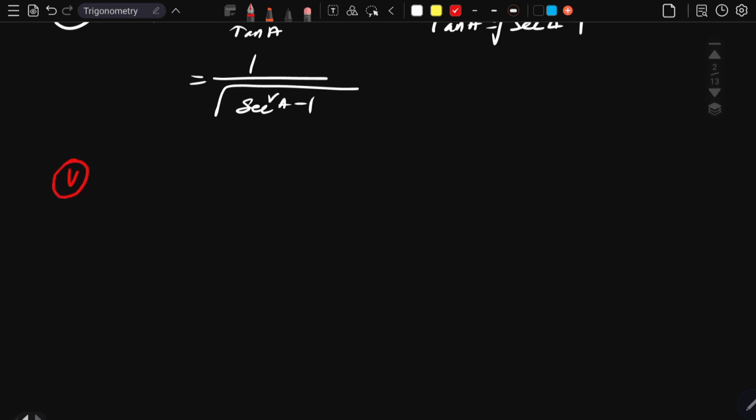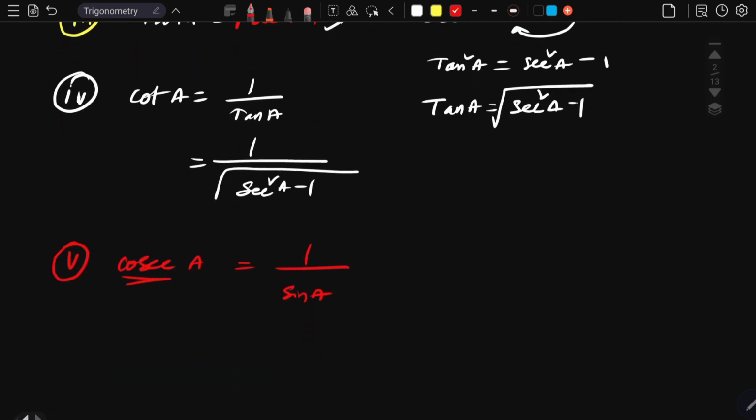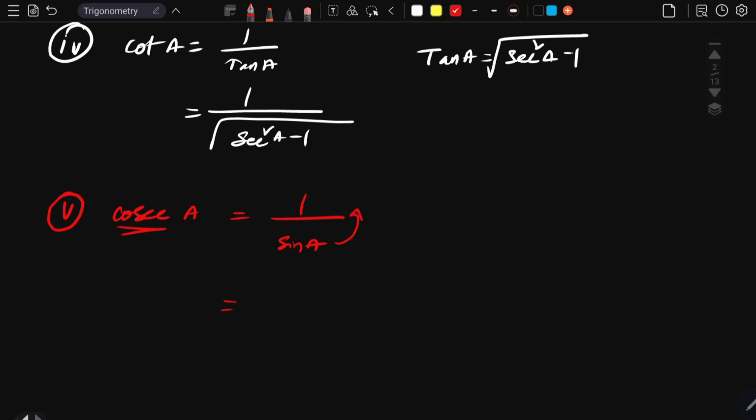Then the fifth ratio is cosecant A. So cosecant in terms of secant. Cosecant is the reciprocal of sine, so I'll write 1 by sin A. Sin A in terms of secant we already did: the numerator is the square root of secant square A minus 1, and the denominator is secant A. So it is a reciprocal, so in the denominator it will become inverted. Then it will become secant A in the numerator and the square root of secant square A minus 1 in the denominator. Okay, now all the trigonometric ratios in terms of secant are converted. Let us move to the next question.